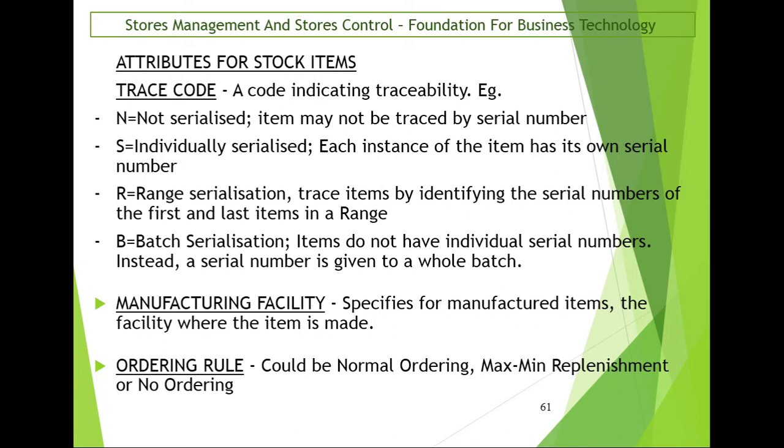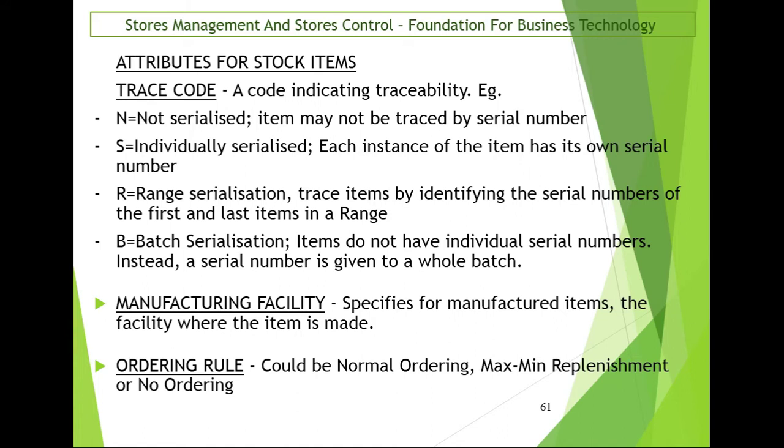Range serialization is used where you are manufacturing a lot of items, and when you are selling them, instead of listing the individual serial numbers for 1,000 cell phones, for example, you simply say we are giving you a batch with serial numbers from 1000 to 1099, or we are giving you a range of serial numbers from 1 to 1 million. So you don't have to list the individual items. So we call it a range serialization.